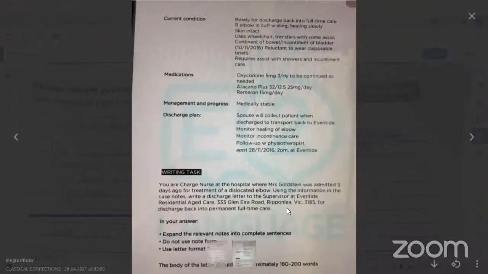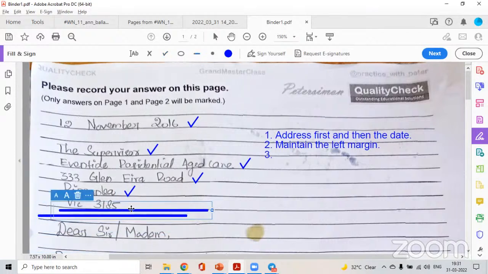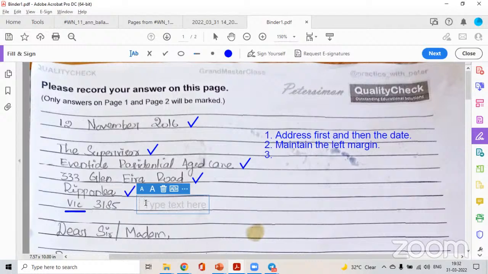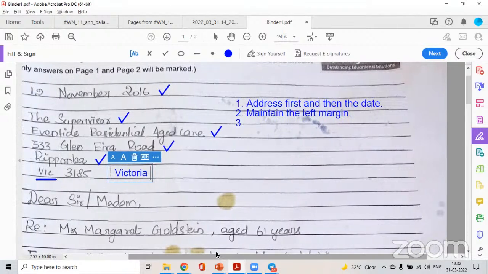Riponlia. So Riponlia. VIC stands for Victoria. NSW means New South Wales. Victoria 3185. That's it.